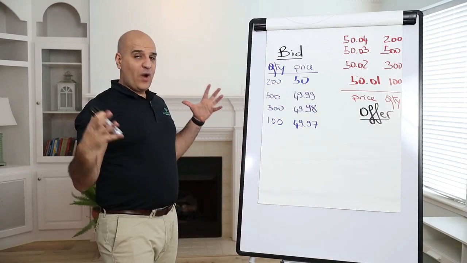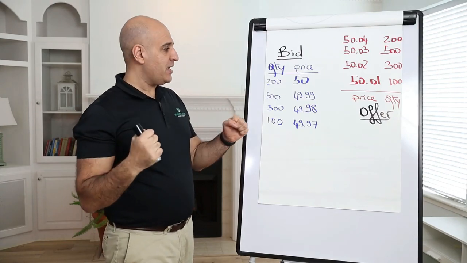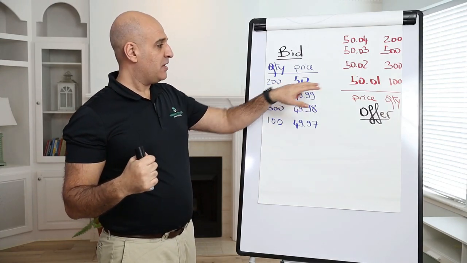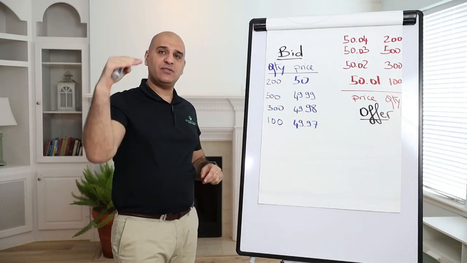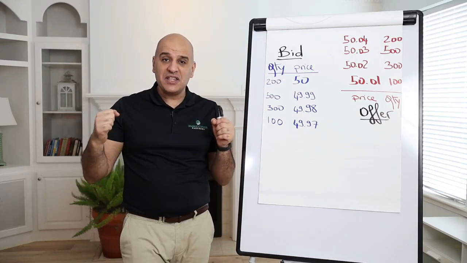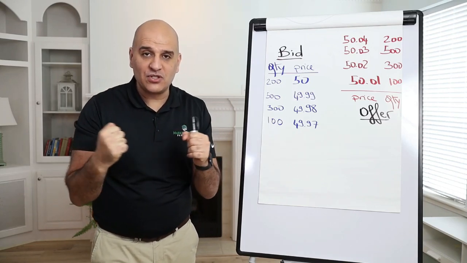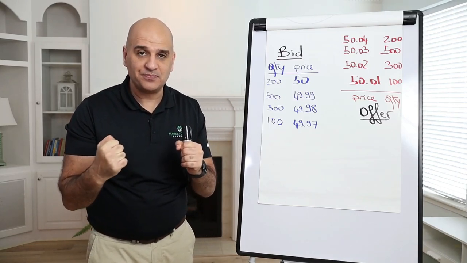Now, when does the matching happen? If somebody is willing to buy, let's say, at $50, and somebody new comes and says, okay, I'm happy to sell 200 shares at $50, that's when the trade happens. That's when you see the trade price of the stock is at $50.